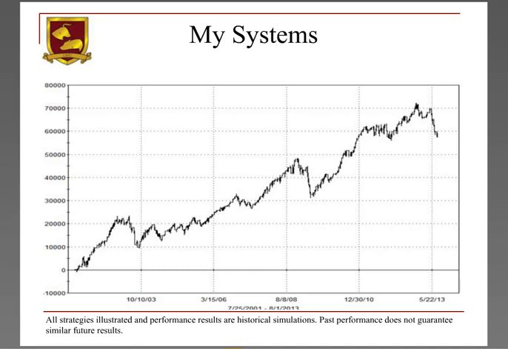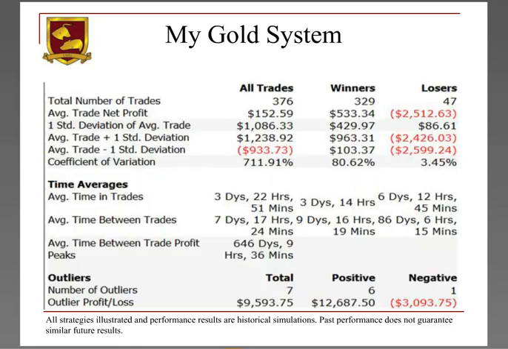What is the time span again? The time span is from 2002 forward because of the electronic market. So here's the gold system, a little bit more data on it. The average time in trade is 3 days, 22 hours. Maybe you can see the time span that we have in there. 376 trades, 329 winners, 47 losers.